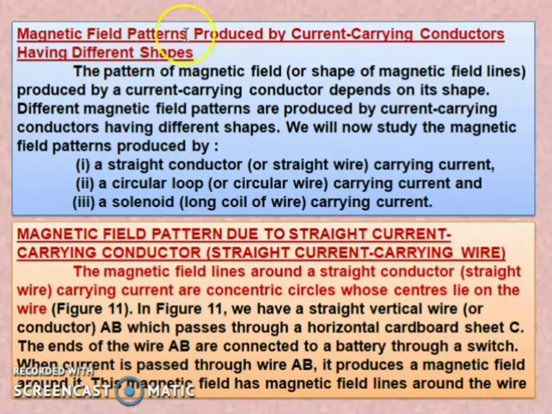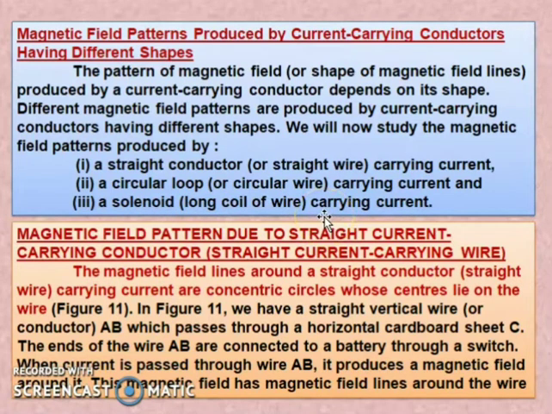Next, the magnetic field patterns produced by current carrying conductors of different shapes. The pattern of the magnetic field produced by a current carrying conductor depends on its shape. So different magnetic field patterns are produced by current carrying conductors having different shapes. We will now study the magnetic field pattern produced by a straight conductor, that is a straight wire carrying current; a circular loop, that is a circular wire carrying current; and a solenoid, that is a long coil of wire carrying current.